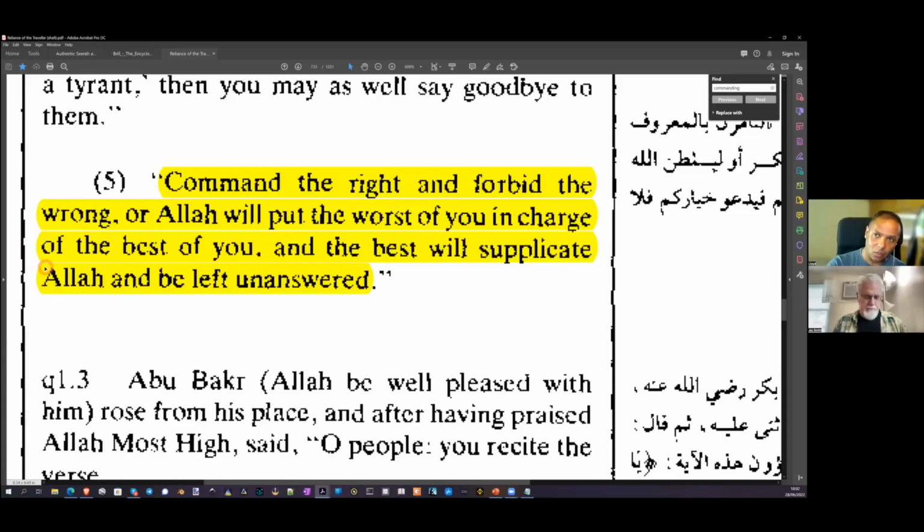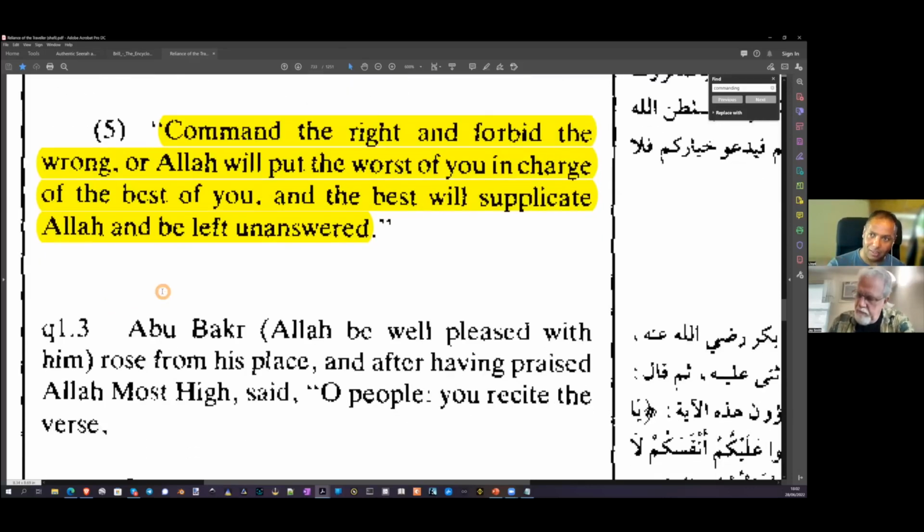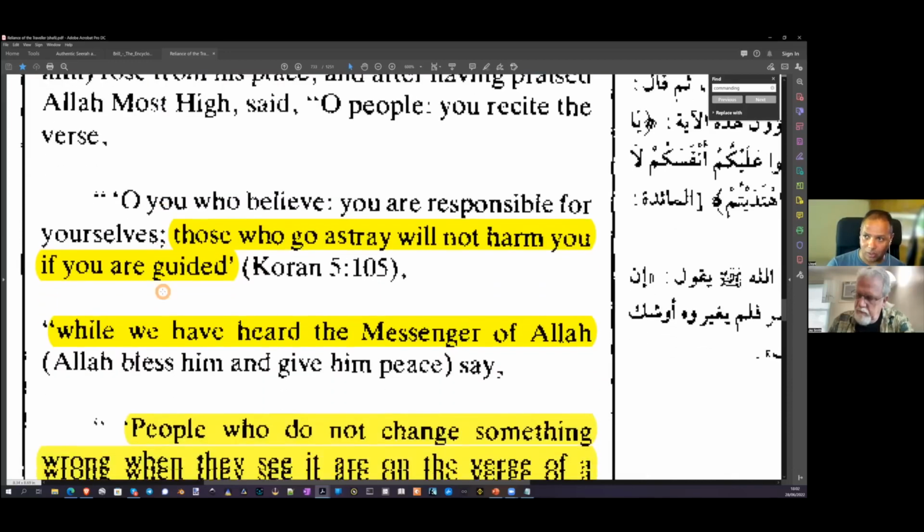Now it states here that commanding the right. So you will command the right and you will forbid the wrong, or Allah will put the worst of you in charge of the best of you, and the best will supplicate and be left unanswered. So if Muslims do not follow this doctrine, Allah will abandon you. The Ummah will fall into ruin and disrepute. So you have to command the right. And we shall see more about what that is.